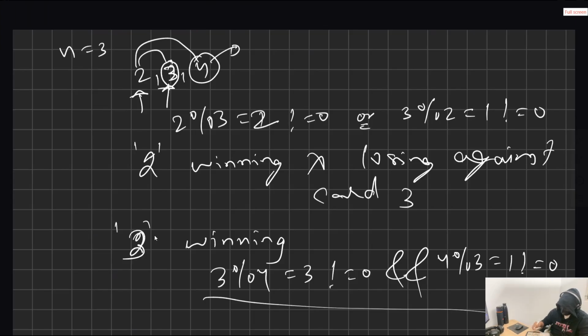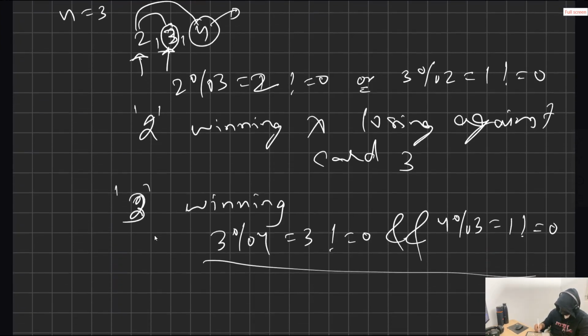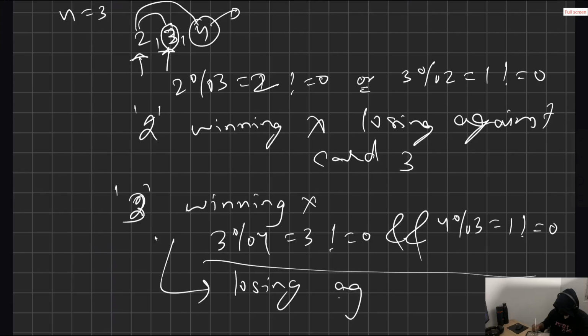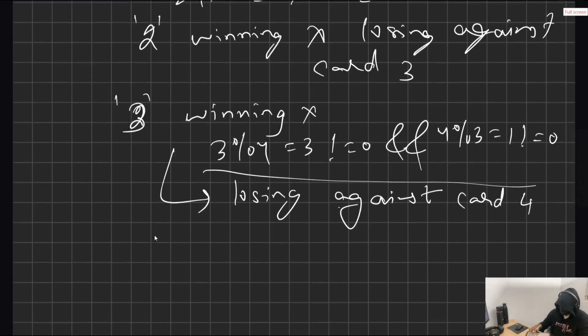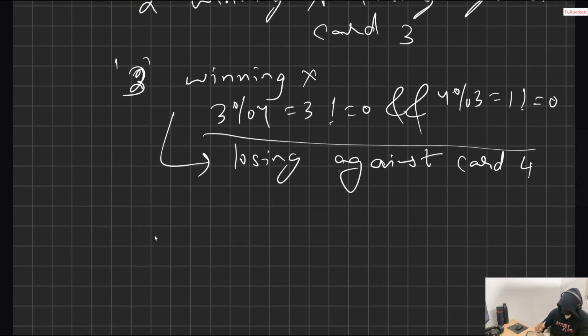Okay, so we can say 3 is also not winning, and it is losing against card 4. Now we have cards 2, 3, 4. Let's take card number 4 as winning.